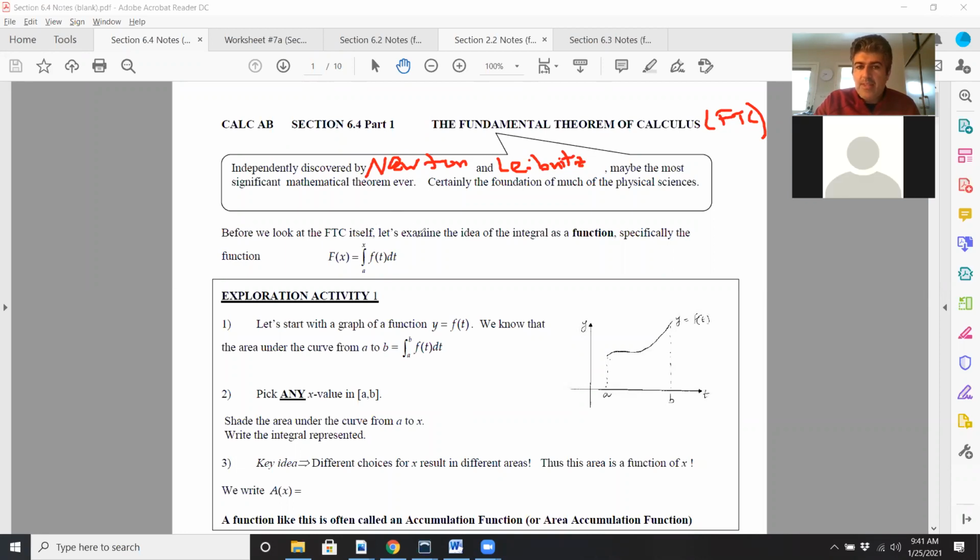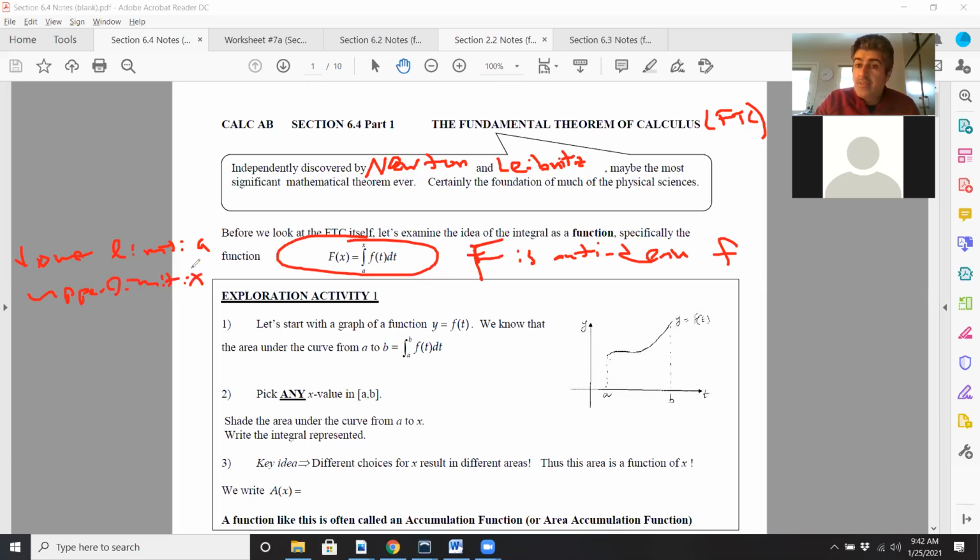Before we look at it, let's examine the integral as a function, specifically this function here. So remember, capital F is the antiderivative of little f. And interestingly, our lower limit we'll still call A, but our upper limit I'm not going to call B. I'm going to call it X instead. You'll see why in just a little bit. The upper limit we're going to call X.